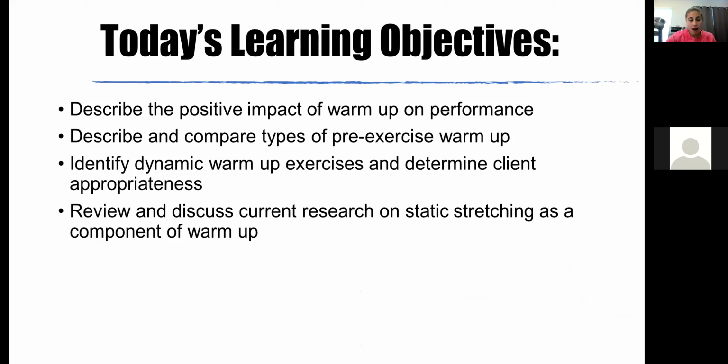So today, by the end of class, you should be able to describe the positive impact of warm-up on performance. We'll talk about the different types of pre-exercise warm-up that you could include. We'll talk about dynamic warm-up exercises, what they are in general. In lab, we'll actually do some dynamic exercises. And then we'll talk about what you might prescribe for one client versus another, and again, more generally. And then we'll talk about the current literature on including static stretching in the warm-up.